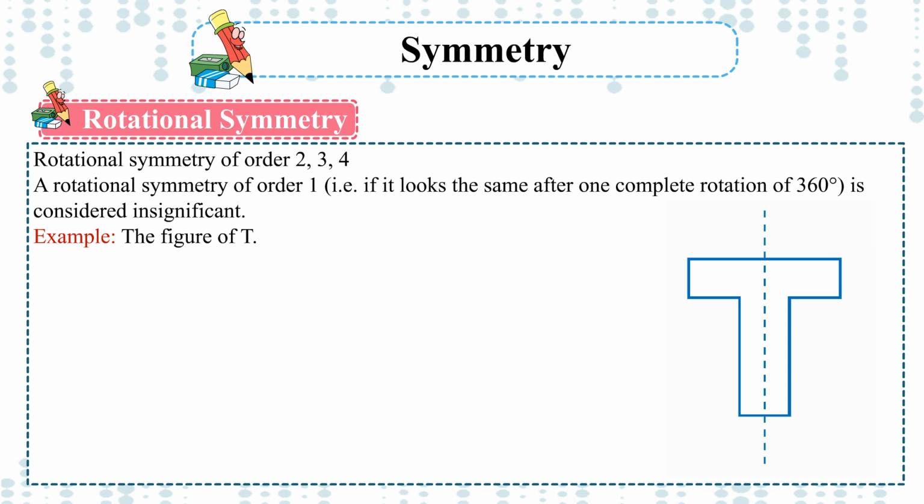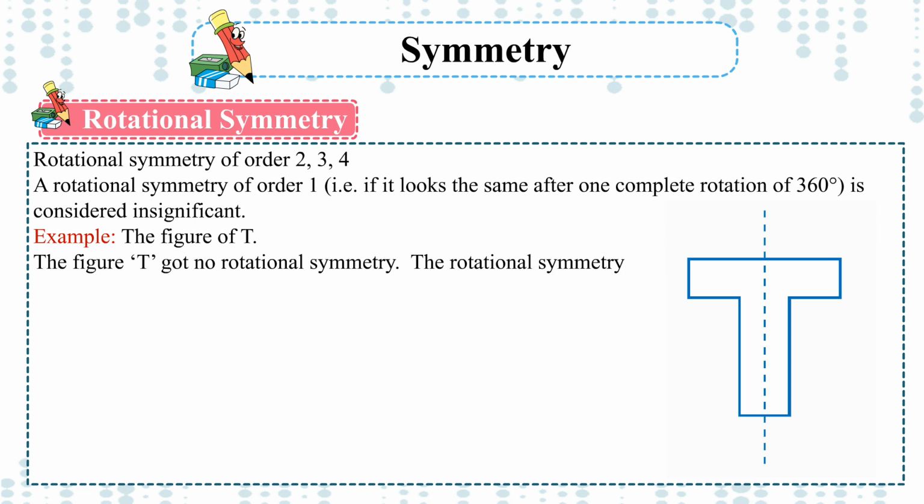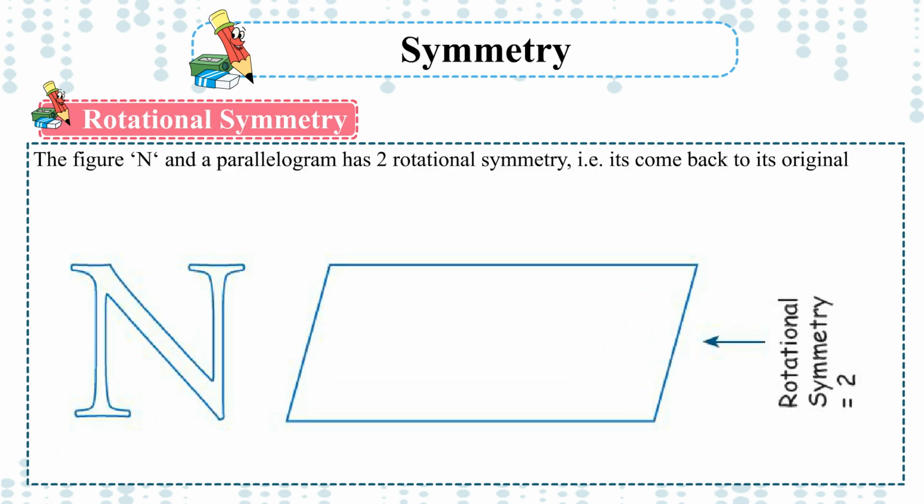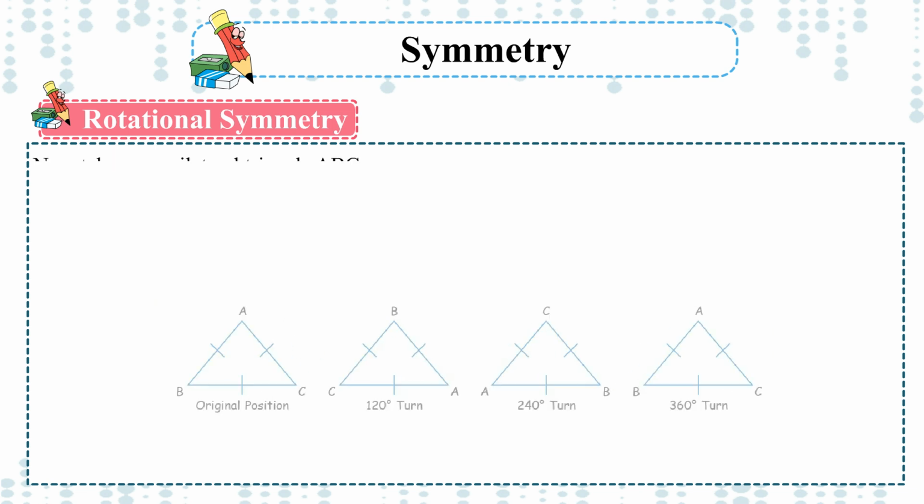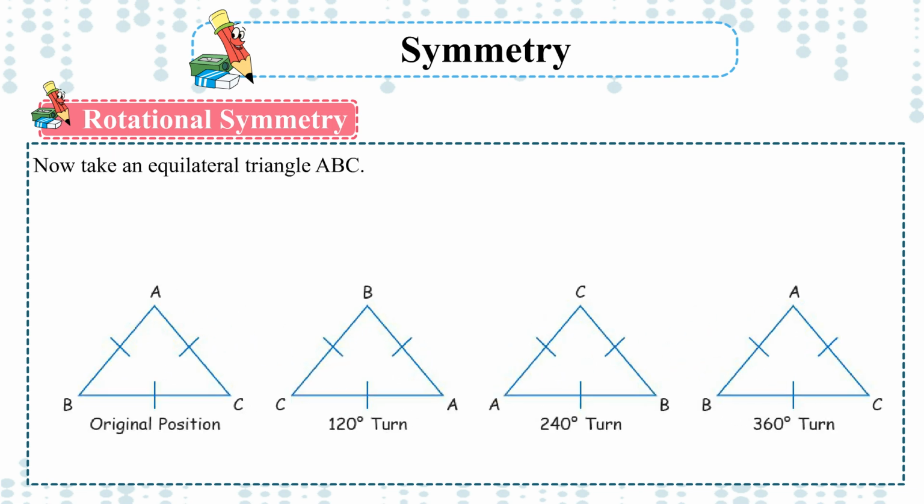Example, the figure T. The figure T has no rotational symmetry. The rotational symmetry of order 1 means no rotational symmetry, that is, we cannot rotate it. The figure N and a parallelogram have rotational symmetry of order 2, that is, they come back to their original position after 2 rotations. Now take an equilateral triangle ABC.